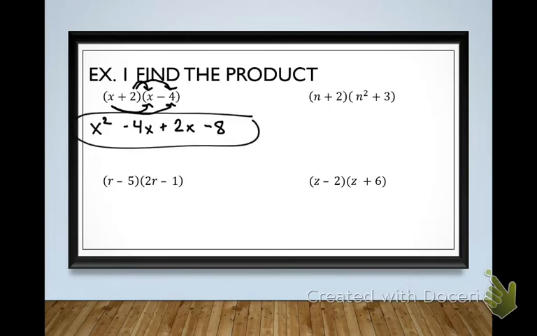Okay, but I'm not done yet because now I need to look back over all these simplified terms and see, are there any like terms that I can combine? Are there any like terms here? What like terms do you see? The 2x and the negative 4x. Now, x squared is not a like term because the exponents have to be the same also.